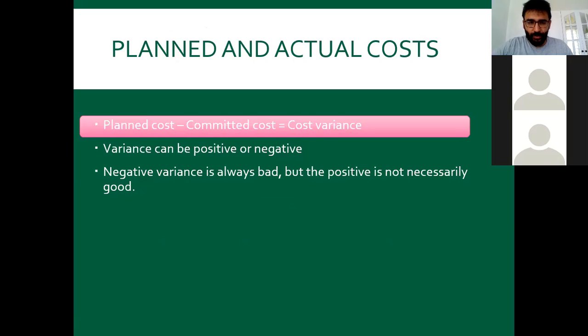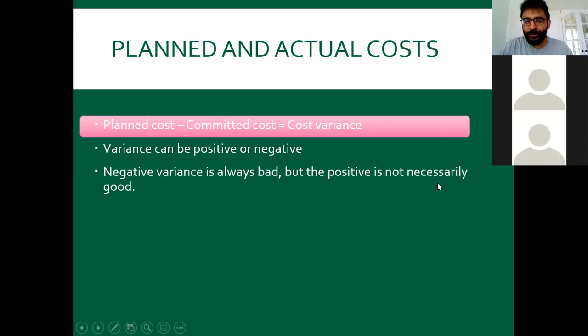So, planned and actual costs, right? There's a planned cost, a committed cost, and a realized cost. We call the difference cost variance. This variance can be both positive or negative. Negative variance is always bad, right? Because it means you actually cannot calculate the cost well. I mean, you need extra money.